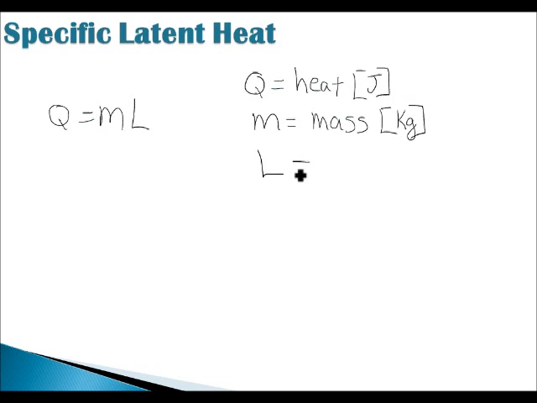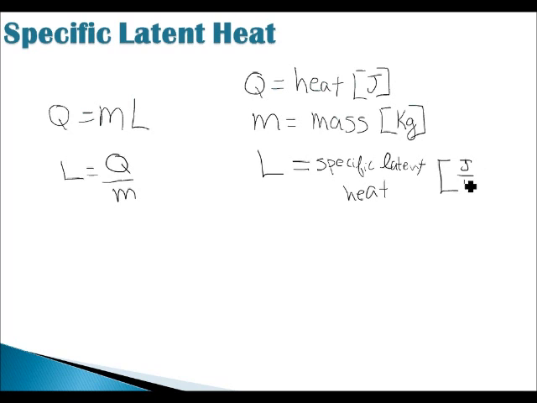And L, well, if we rearrange, L is the heat divided by the mass, okay? And that is the specific latent heat. And if we rearrange the equation, we should be able to tell what the units are. The units of Q, heat, is energy, divided by mass, which is kilograms. So it has units of joules per kilogram. Okay, so let's look at a practical example.